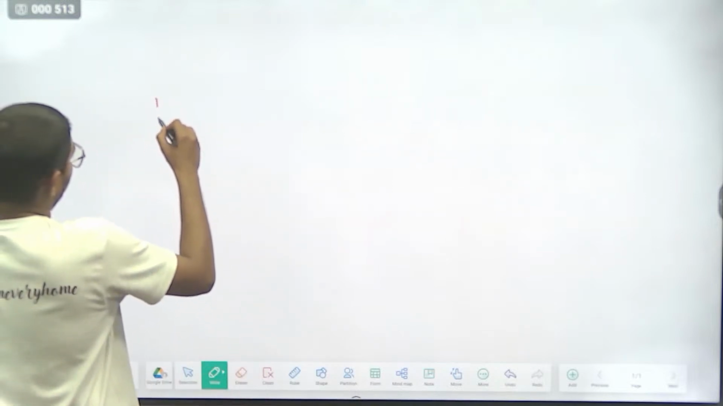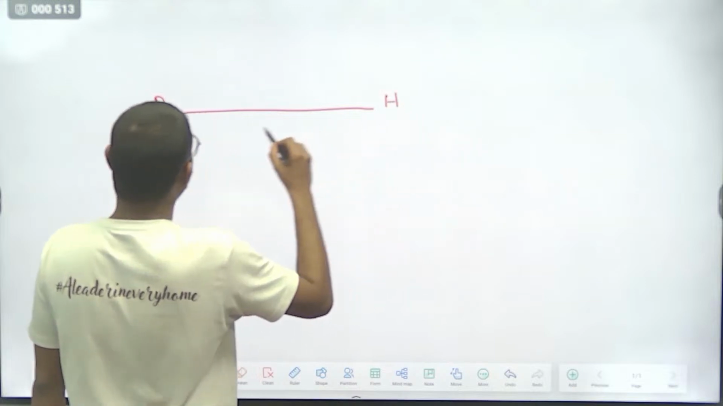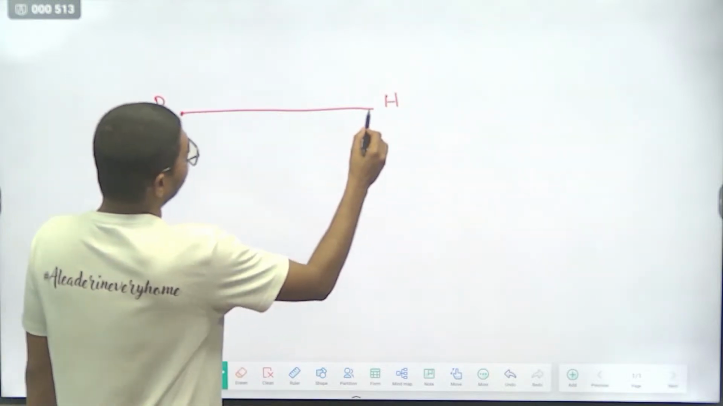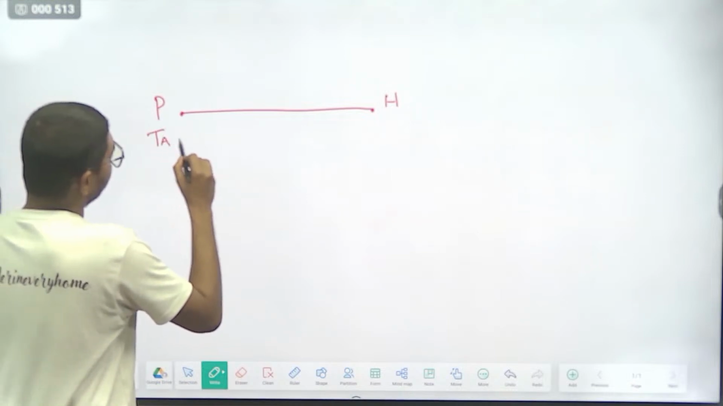Over here is Patna, over here is Howrah. There is train A, there is train B.